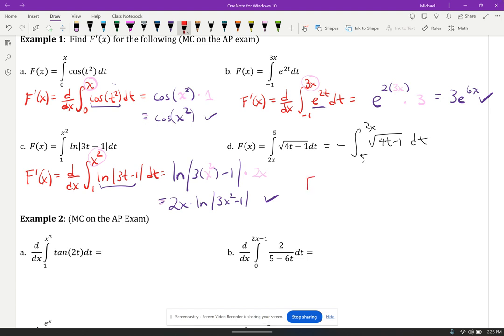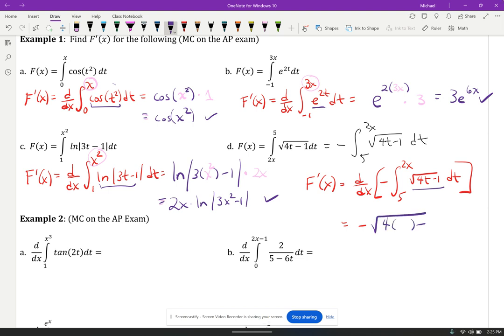So we're going to take F prime, the derivative of F, which means I'm taking the derivative of this negative integral from 5 to 2x of the square root of 4t minus 1 dt. The derivative and the integral are going to undo each other. I'm still left with that negative, and I still have this function, which is the square root of 4 times something minus 1.